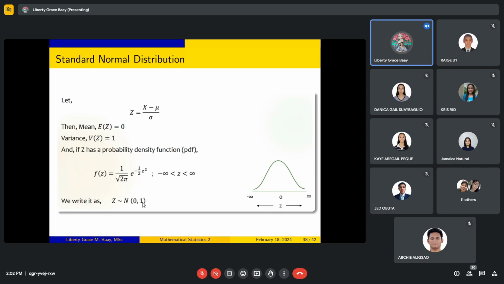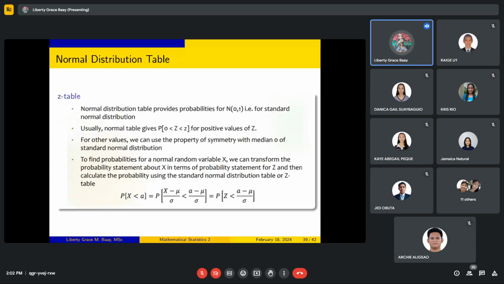Okay, then for the z table, for the standard normal distribution, usually the normal table gives us 0 to z for positive values of z. So here you only look at the positive values of z. And for other values, we can use the property of symmetry, since the standard normal distribution is symmetric with median zero.